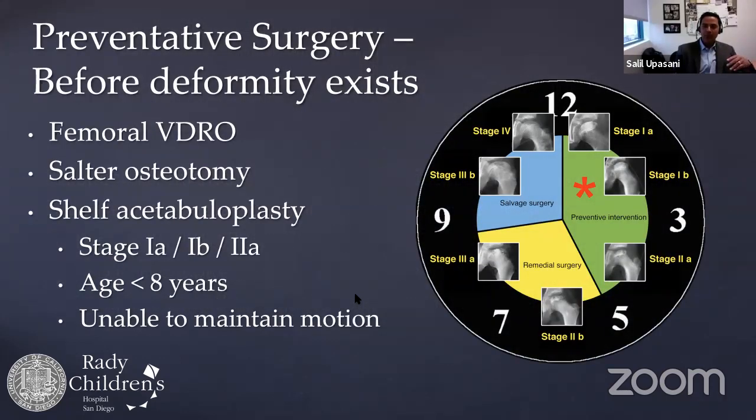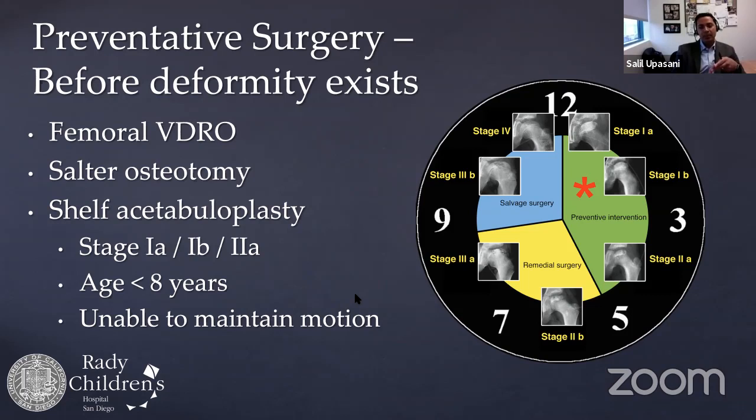So in terms of how we look at it, now we're entering into that preventative stage. Before the head loses its sphericity, there's smaller interventions that you could do. And in my mind, the 3 smaller interventions are a femoral VDRO, a Salter osteotomy, or a shelf acetabuloplasty. Honestly, I've looked at the published data for all 3 of these, and I think all 3 are extremely equivalent. So whichever one you have the most experience with, I would recommend the surgeon perform that procedure.